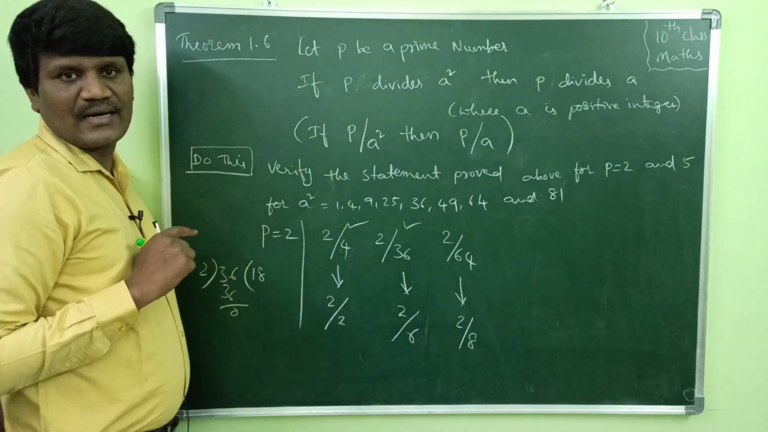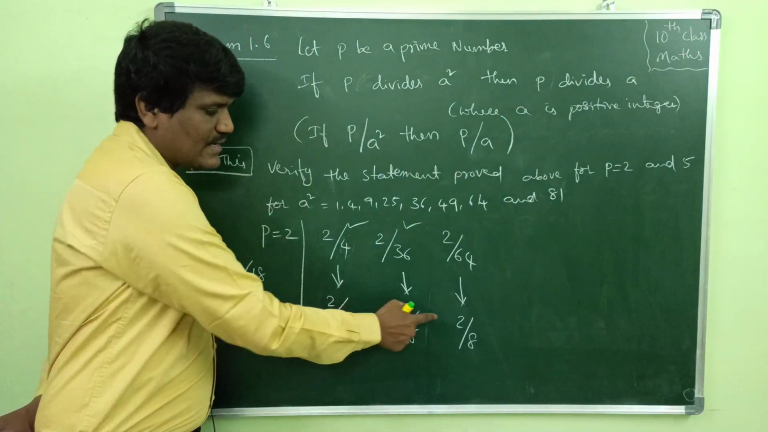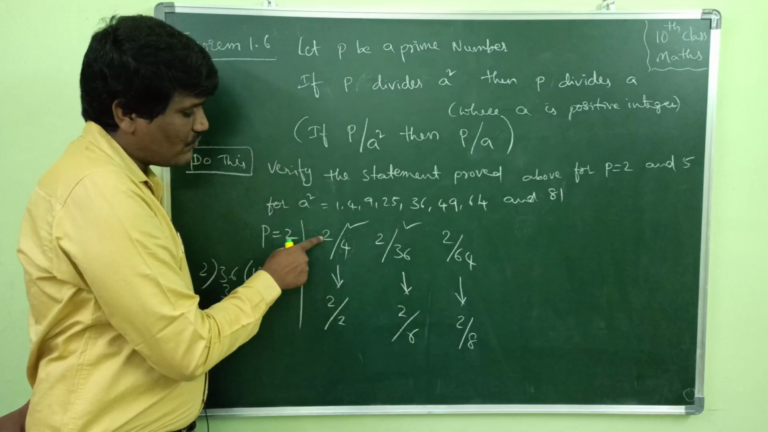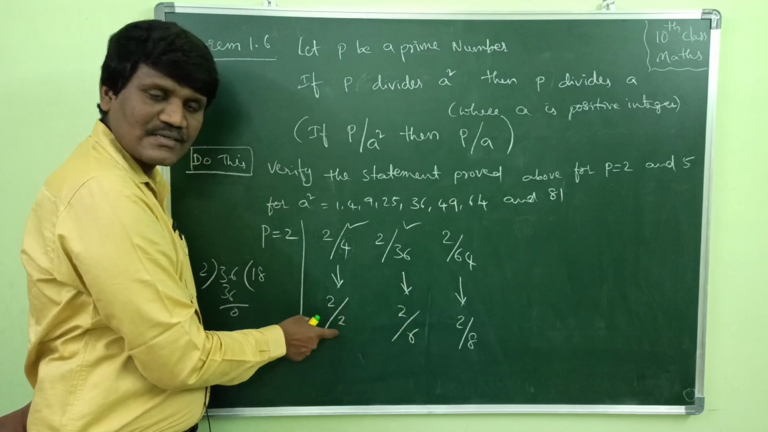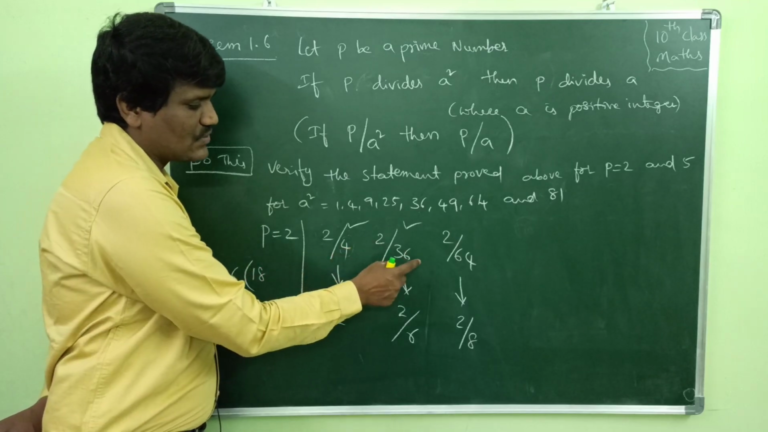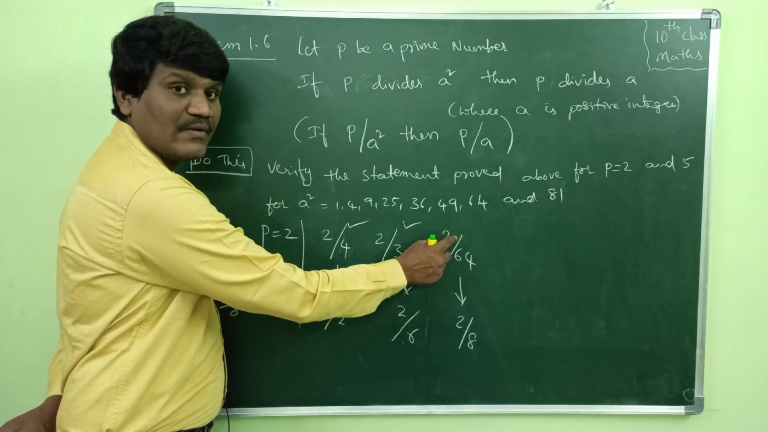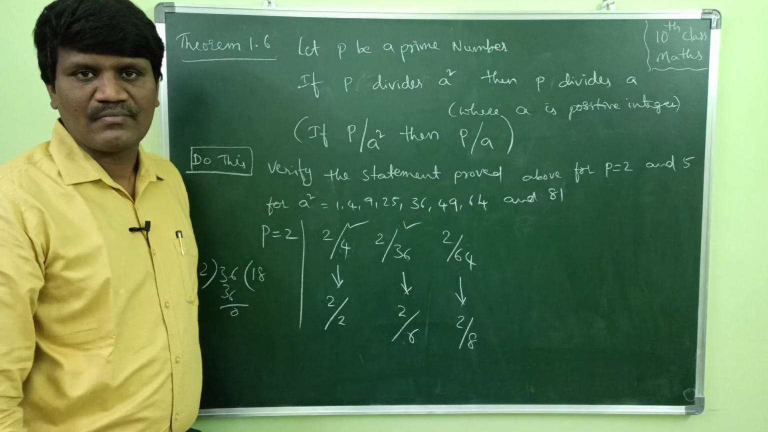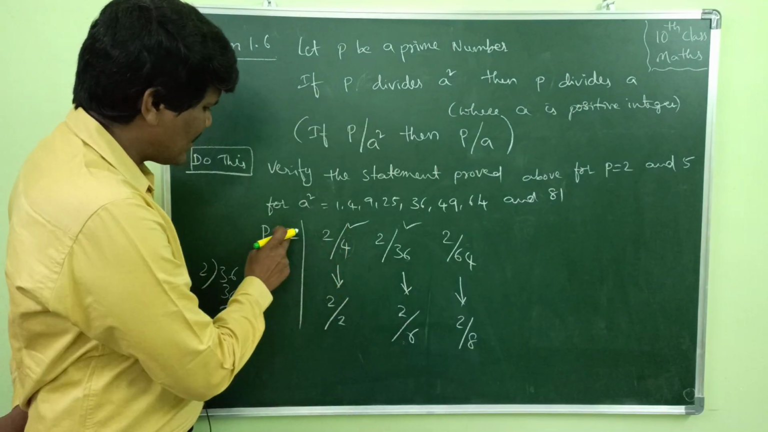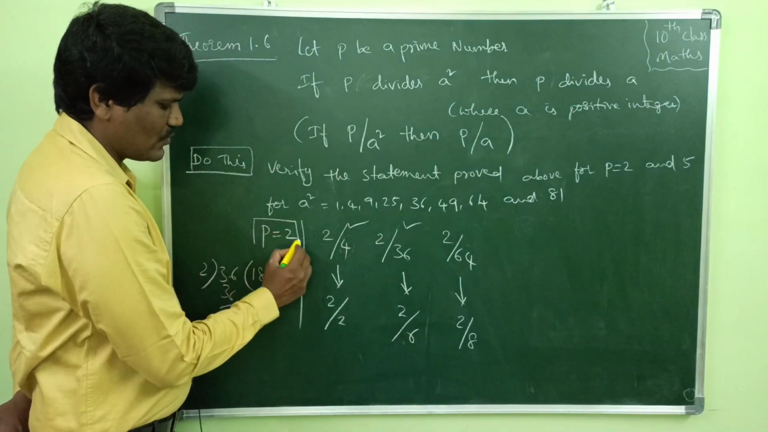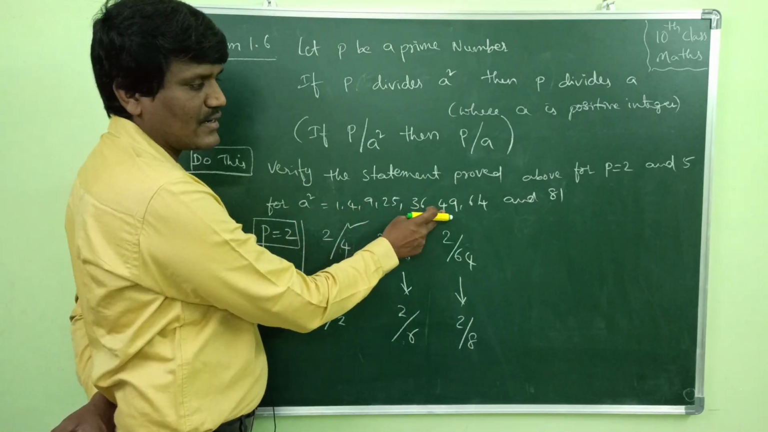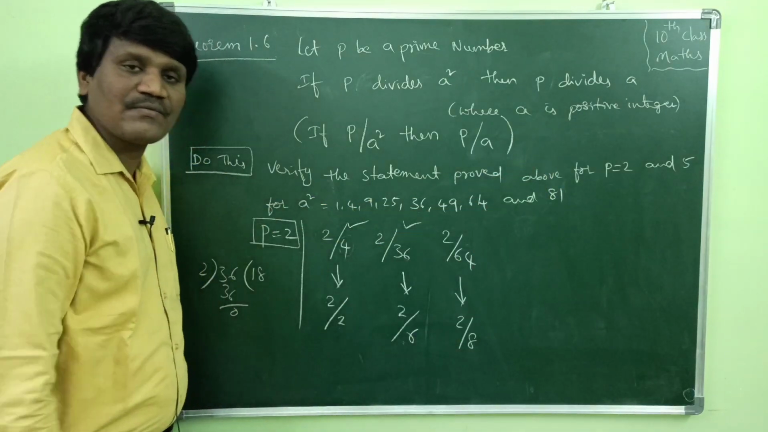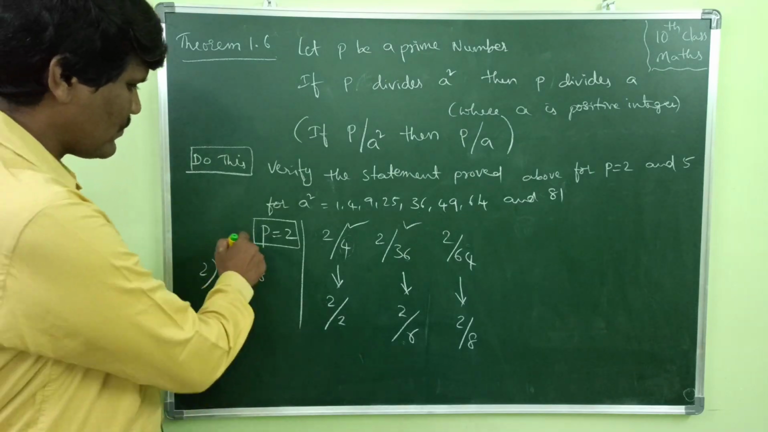So by this what we can understand: if p is any prime number, if p divides a square, then p also divides a. Because for the remaining cases we cannot take p equal to 2. For p equal to 2, 1 cannot be divided, 9 cannot be divided, 49 cannot be divided, and 81 also is not divisible by 2. This is the first case.